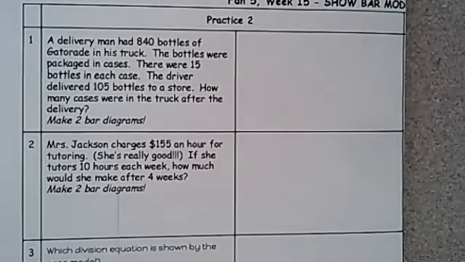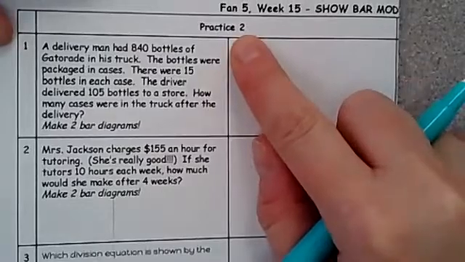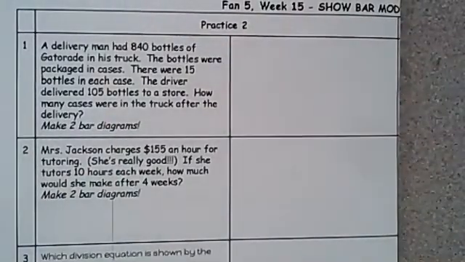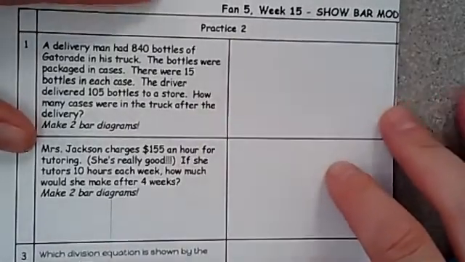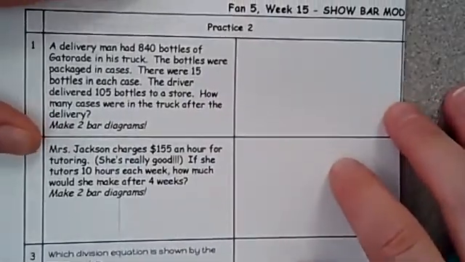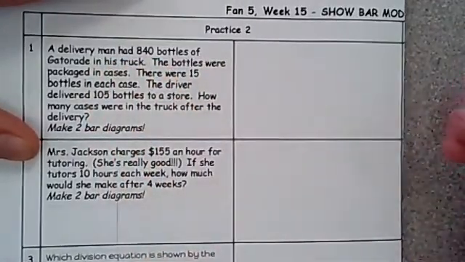All right, today we are doing week 15, and this is practice number 2. So this looks a lot like practice 1 and the together column that we did together, but let's get started. A delivery man had 840 bottles of Gatorade.